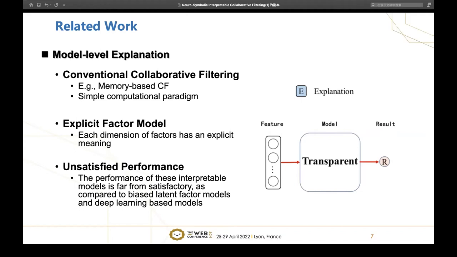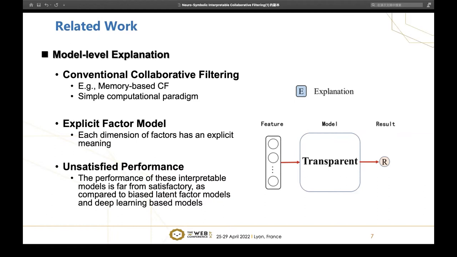The model level explanation could enable a more comprehensive understanding of how and why recommendation results are generated. However, due to the transparency requirement, the compatible recommendation models might have to be simple.